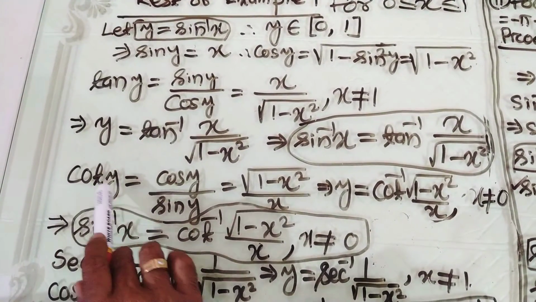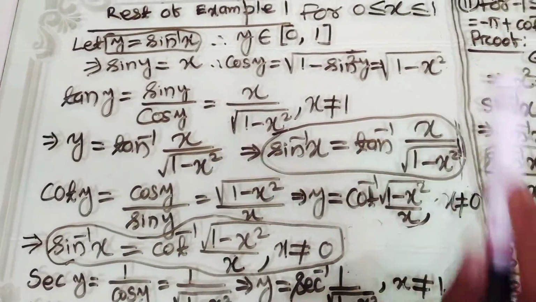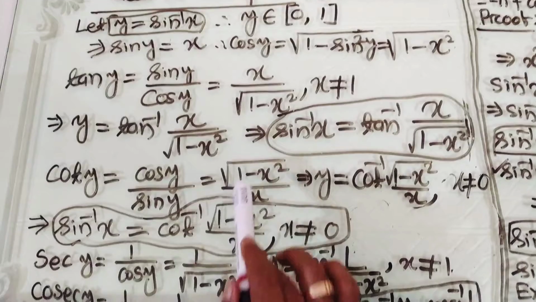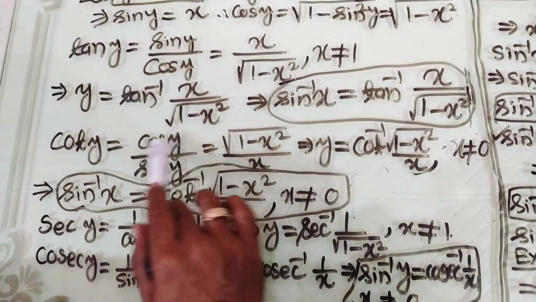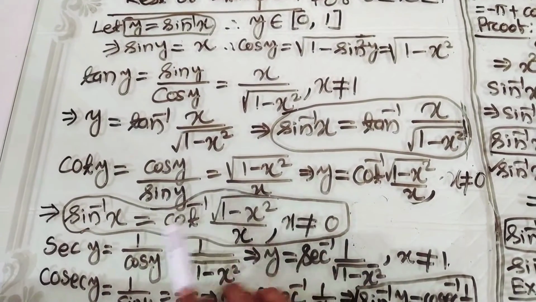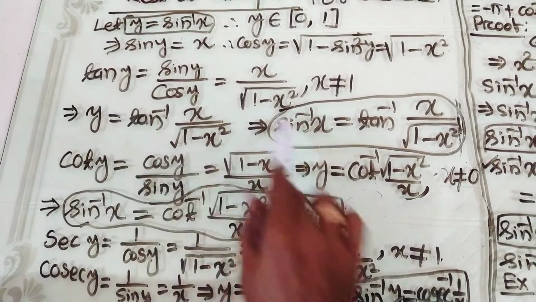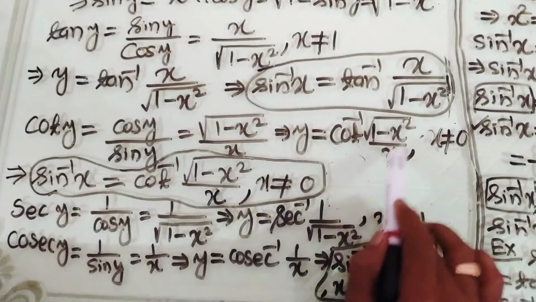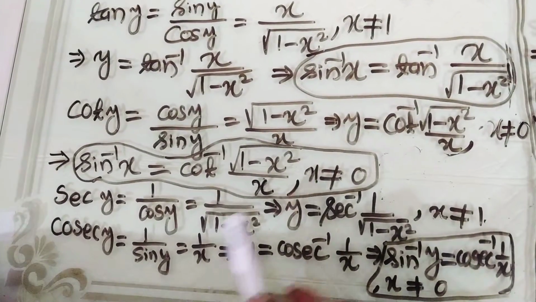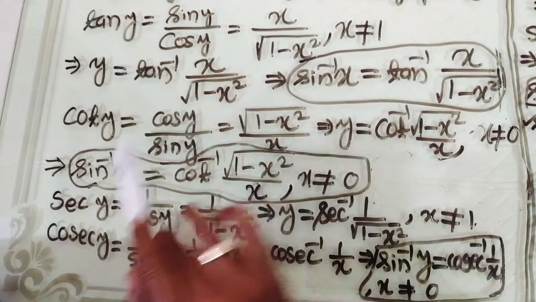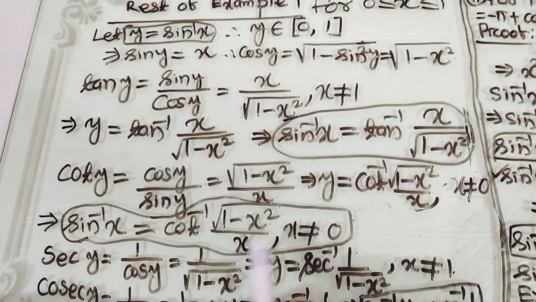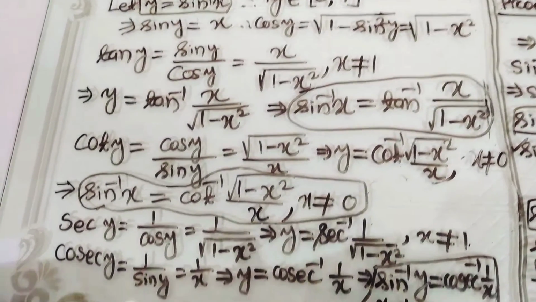Then cot y, here x is not equal to 1. Cot y is equal to cos y by sin y, cos y is root over 1 minus x square, sin y is x. This implies y is equal to cot inverse root over 1 minus x square by x, where x is not equal to 0. So the value of y, sin inverse x, is equal to cot inverse root over 1 minus x square by x, where x is not equal to 0.